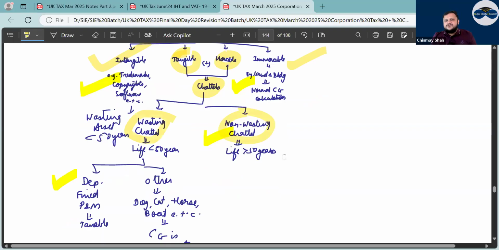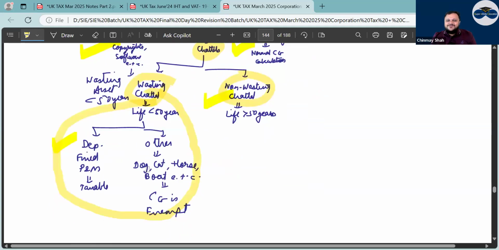Non-wasting chattel has a life of more than 50 years. Wasting chattel has a life of less than 50 years, which are living things, correct? Other dog, cat, horse, boat, etc. Living things and certain assets are completely exempt. But when it comes to fixed plant and machinery, it is taxable.